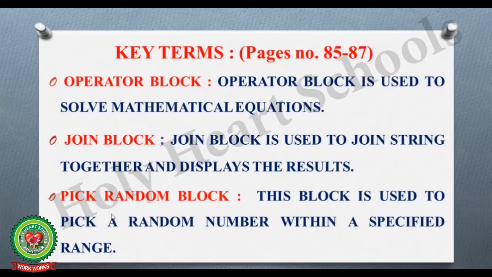It means it will join two different words and display them as a single word. The last block is the pick random block. This block is used to pick a random number within a specified range, where random number means any number from the range that we have specified, like from 1 till 10 we can take out any number.